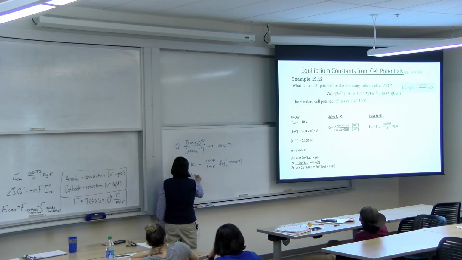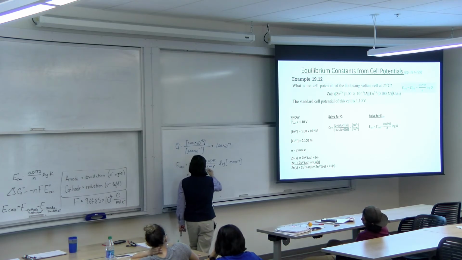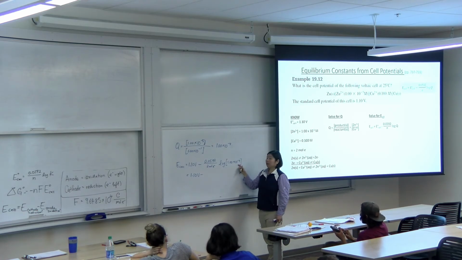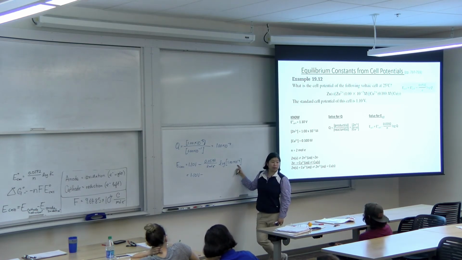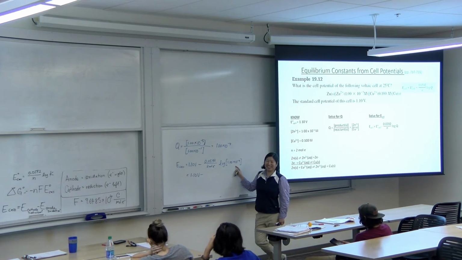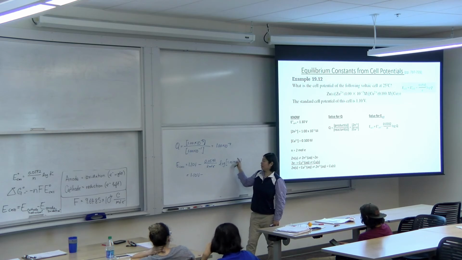This comes out to 1.10 volts minus, what is this whole thing? Did anyone calculate it yet? Log of 1 times 10 to the 4th is just equal to 4, right? From the pH chapters? What is this first? Tell me this first.